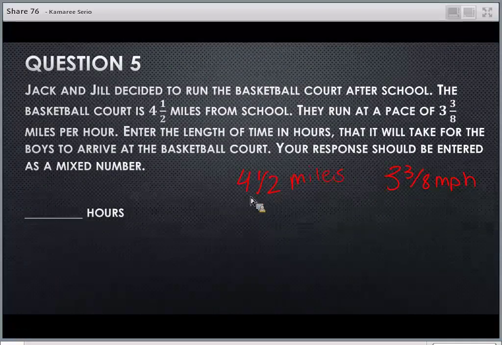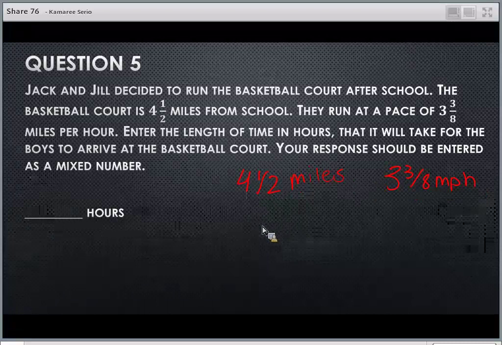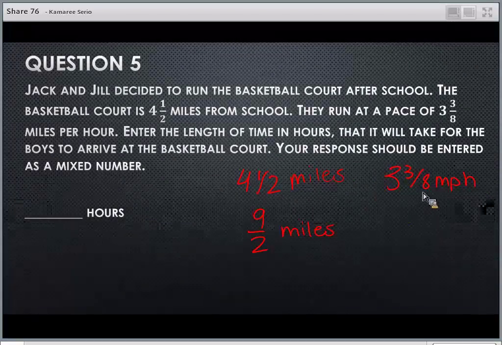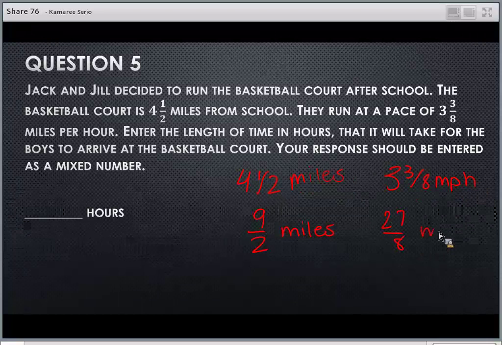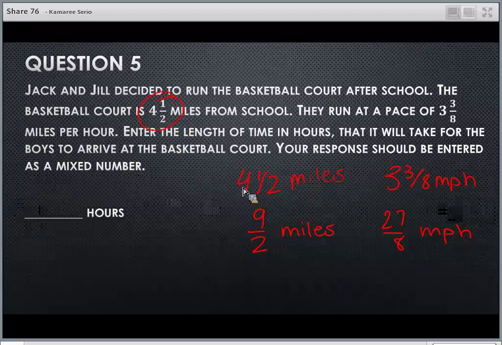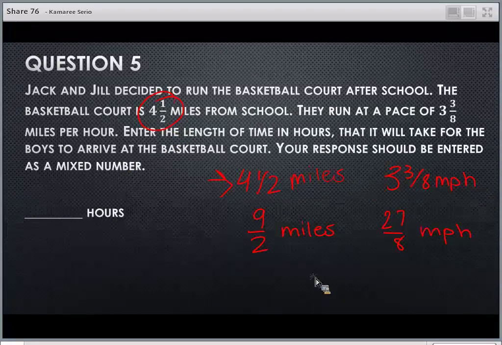Okay, so what you do here, first thing I'm going to do is take both of these and change them into improper fractions. So 4 times 2 is 8 plus 1 is 9 over 2 miles. And 3 times 8 is 24, 25, 26, 27 over 8. And this is miles per hour. So once you have your two ratios, this 4.5 came first, so my 4.5 is coming first here. You are just going to divide them.